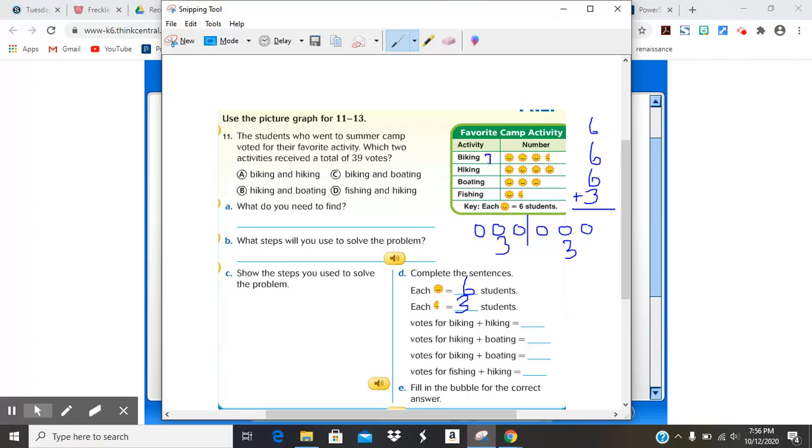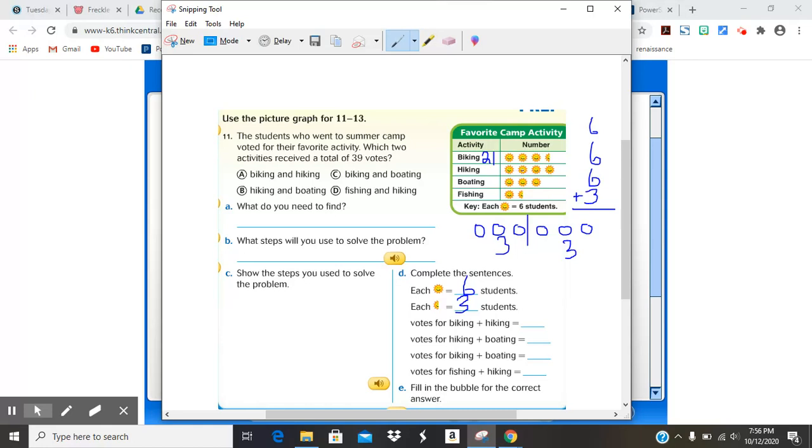So we've just saw that biking, see if I can make that a little neater. Biking is 21. Okay, so I'll come over here and next I have hiking.